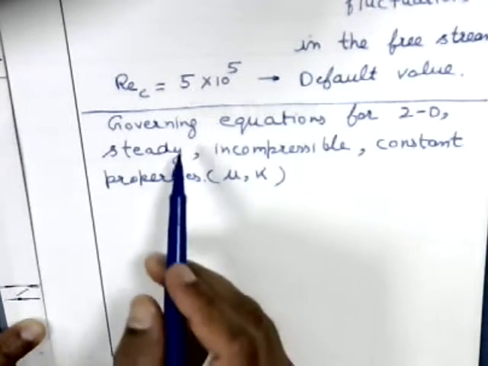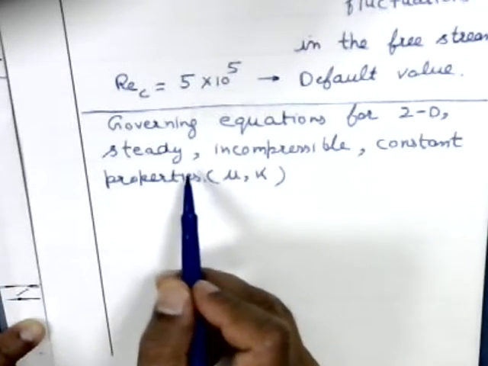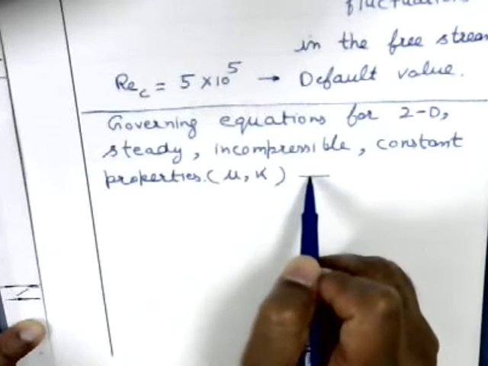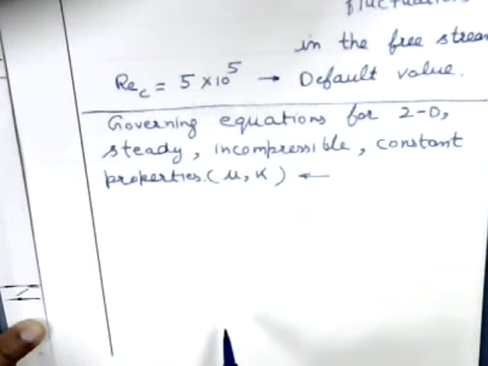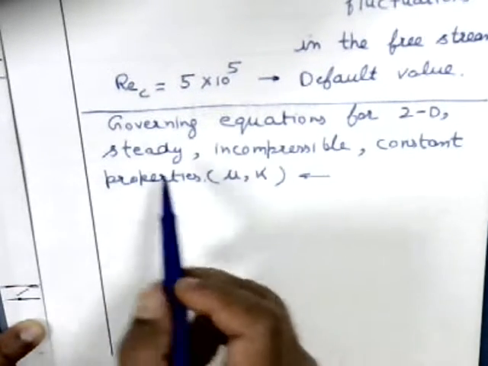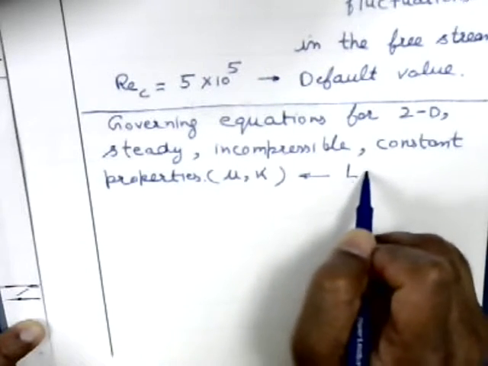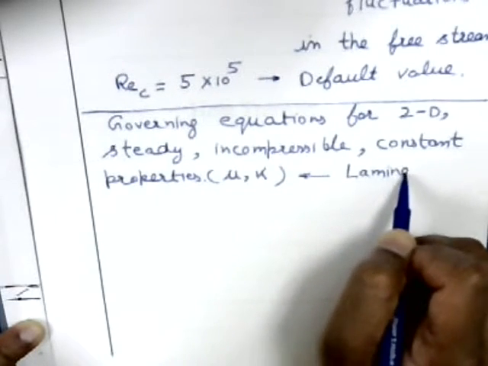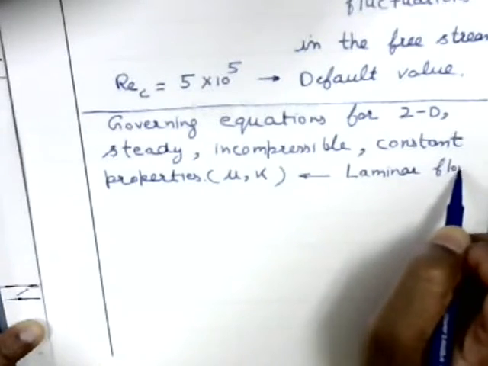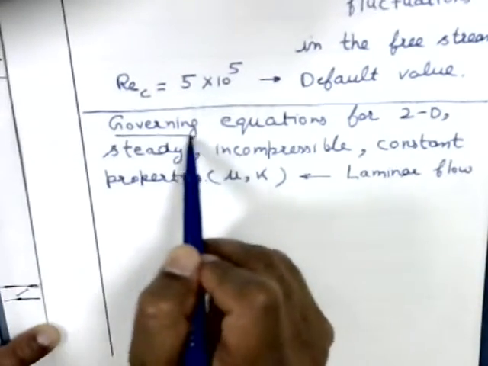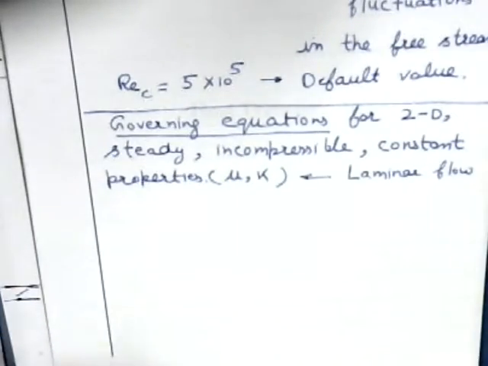So actually the flow is laminar, because when you say steady, turbulent flow is inherently unsteady. You have that random three-dimensional motion of fluid parcels, so it is unsteady. So we are talking here about laminar flow. What are the governing equations? We'll write equations for conservation of mass, momentum and energy.